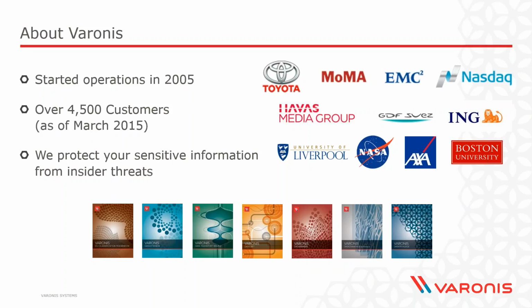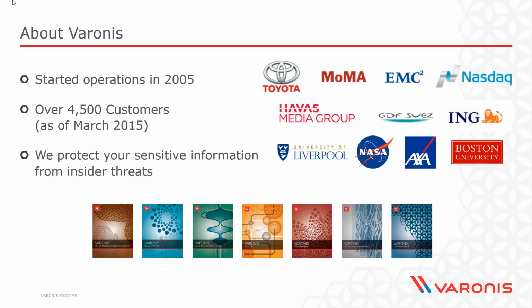What Varonis does is we basically protect your data from insider threats by analyzing the behavior of the people and machines that access your data and detecting and stopping misbehavior, as well as helping you to enforce a least privilege model to mitigate risk and limit damage when data breach activity does potentially occur within your environment.